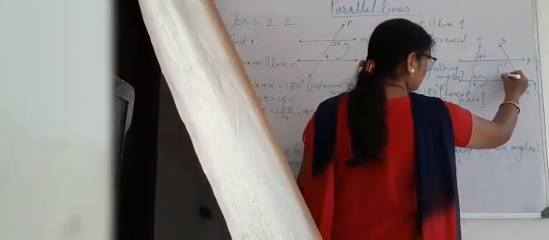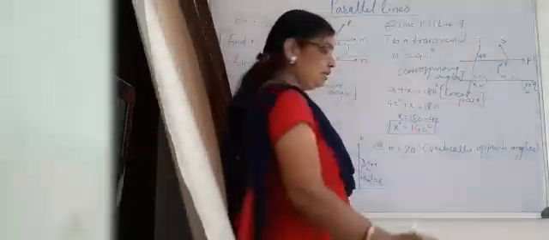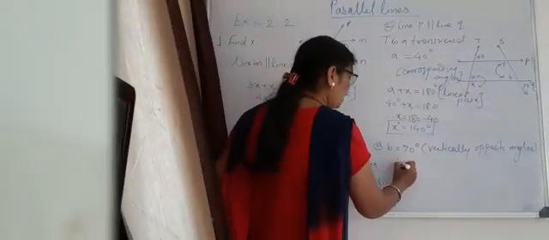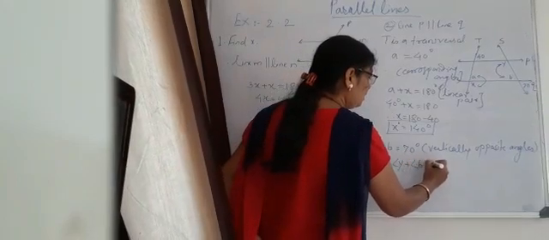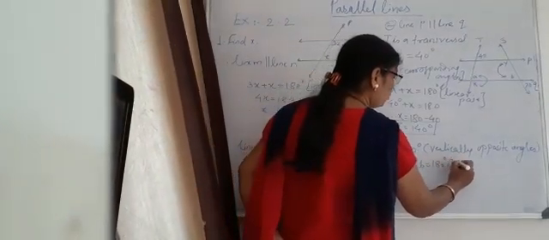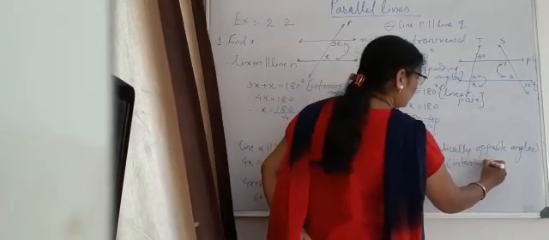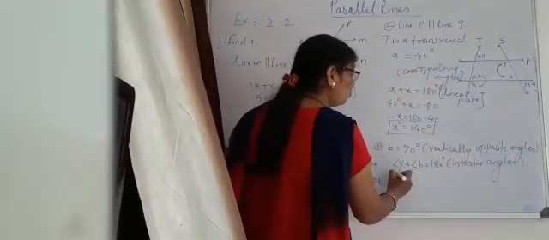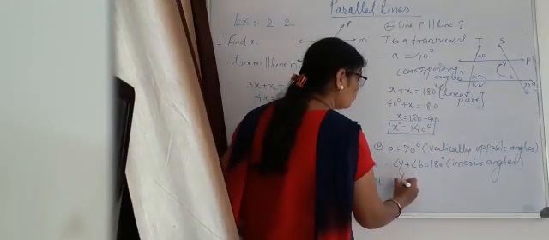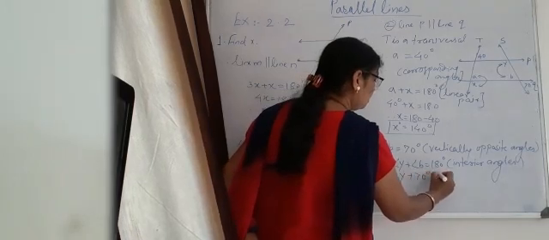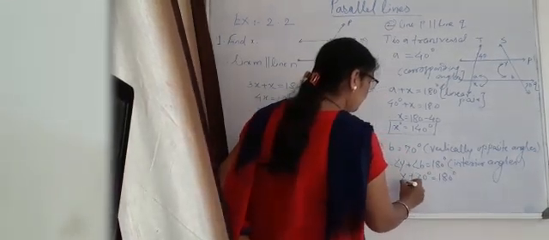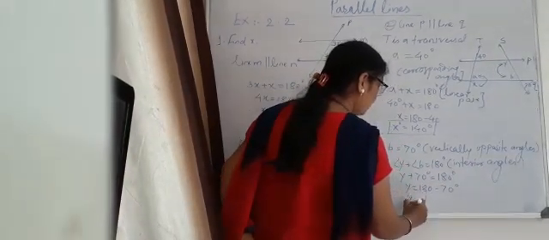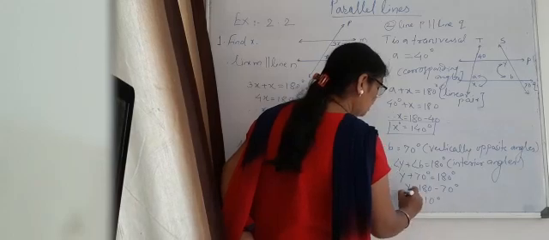Now y and b, which type of angles? Interior angles. So interior angles sum to 180. So angle y plus angle b is equal to 180. Which type of angles? Interior angles. Now y you have to find out. b is 70, so y plus 70 is equal to 180, and therefore y is equal to 180 minus 70. What you get? y is equal to 110.